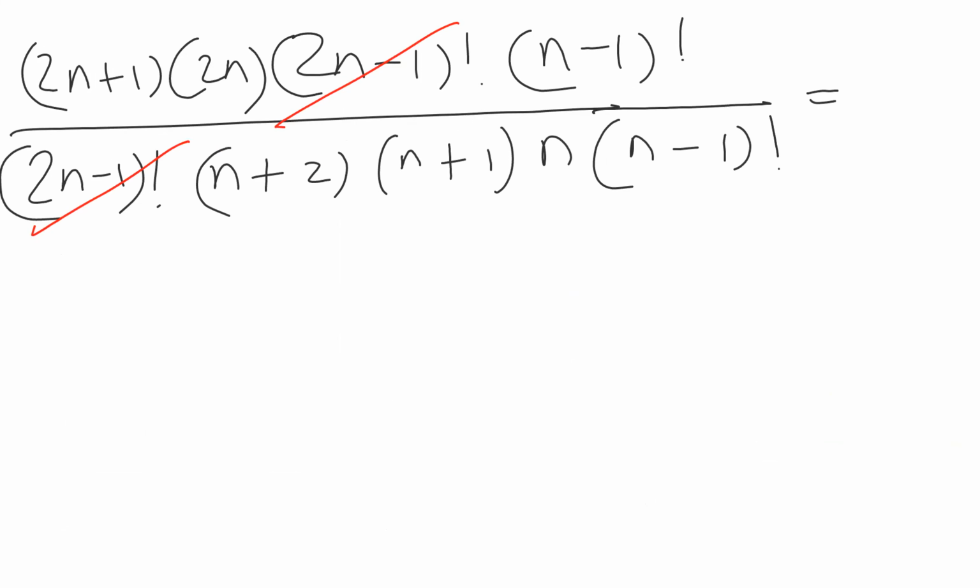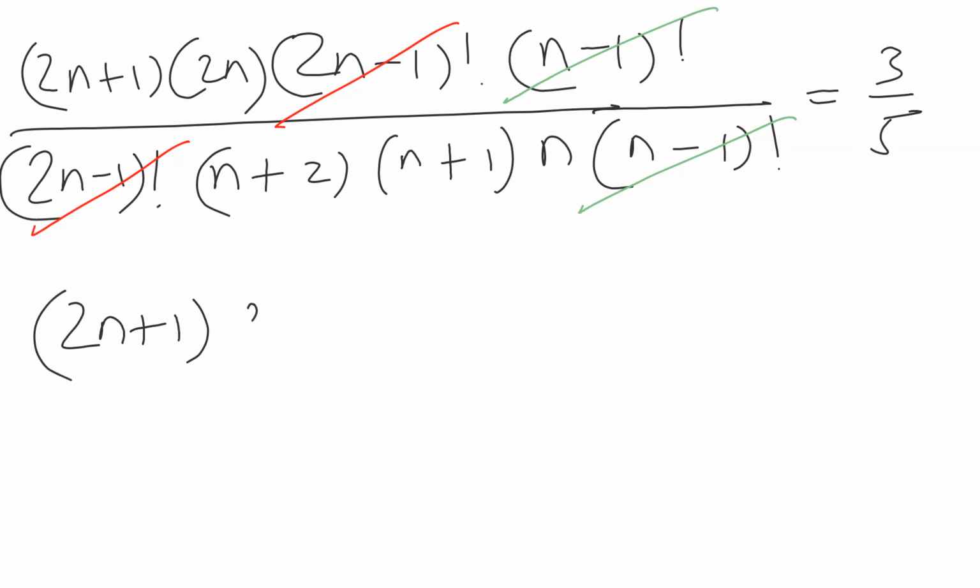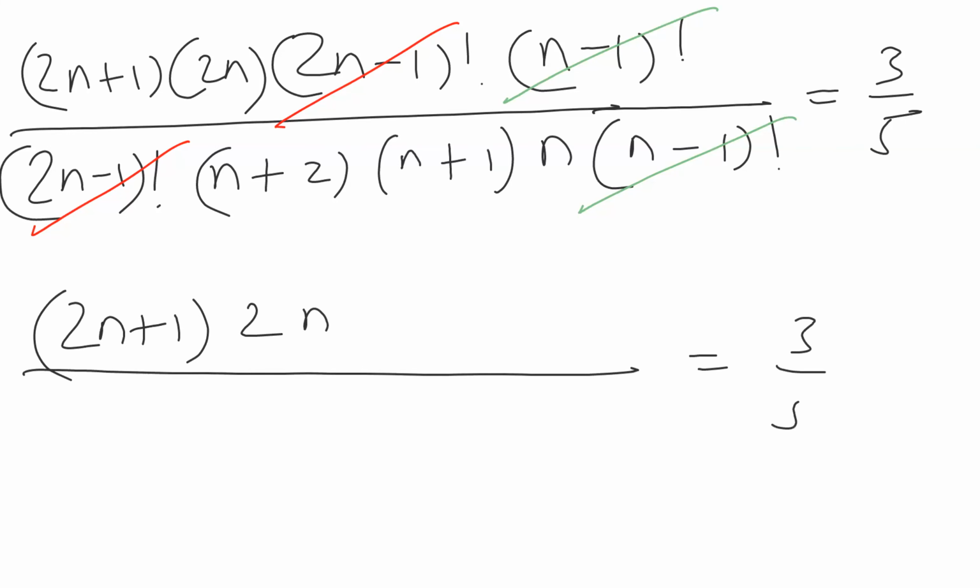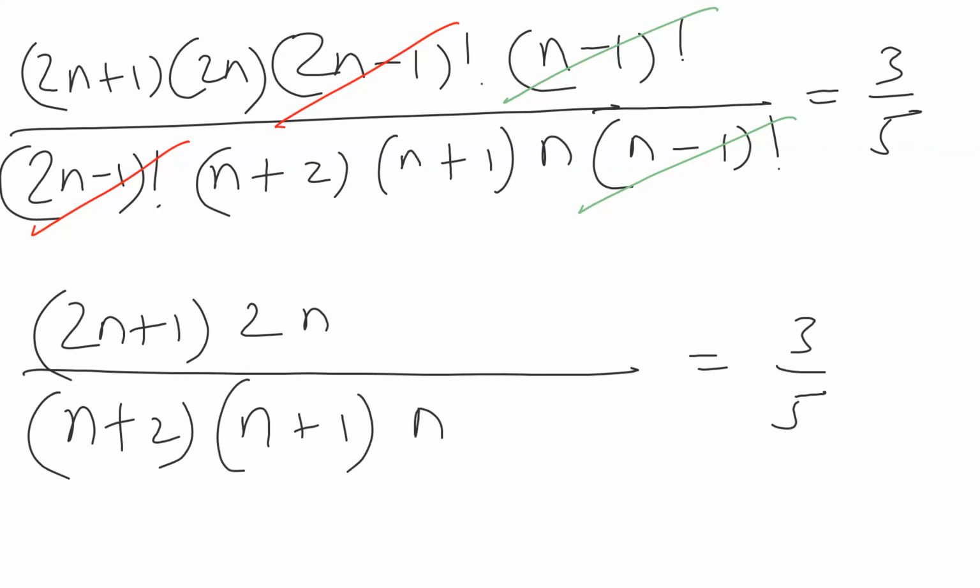Equal to 3 by 5. Okay. Right. 2n plus 1, 2n. Okay. n plus 2, n plus 1, and n. Correct. So this is n, and n will get cancelled.